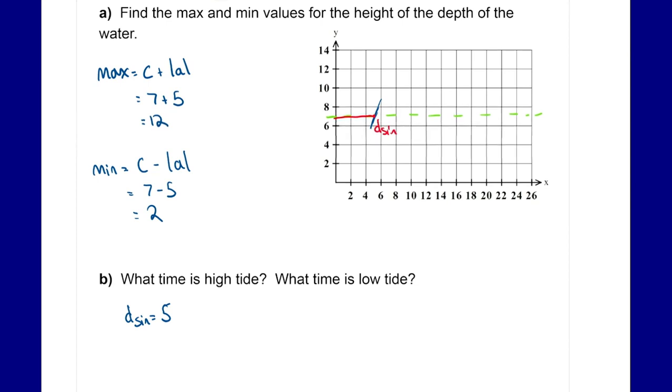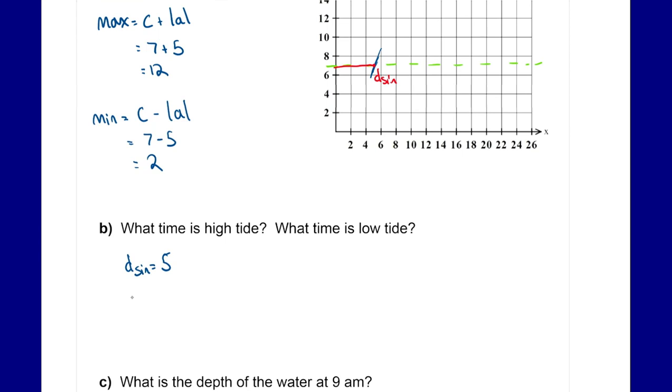So if I want to figure out now where my first high tide is, or what the high tide time is, I'm going to look for my d cosine.